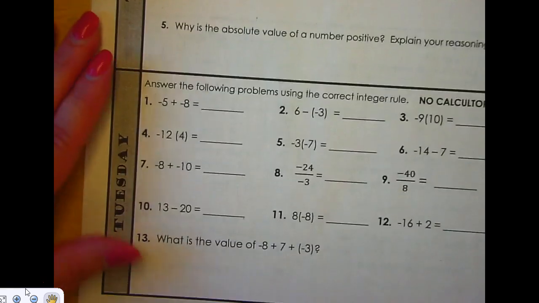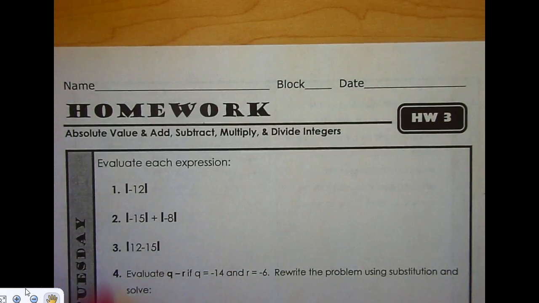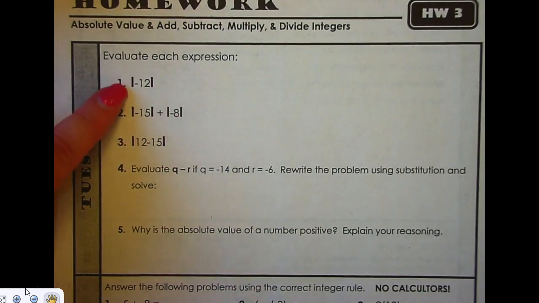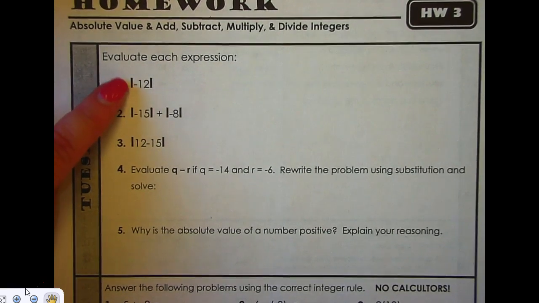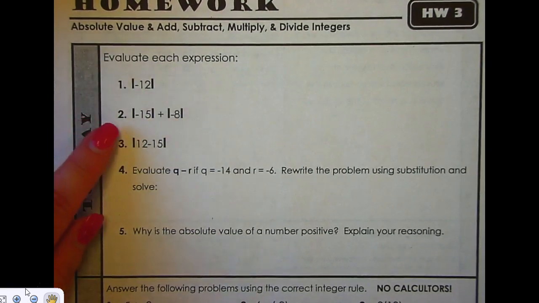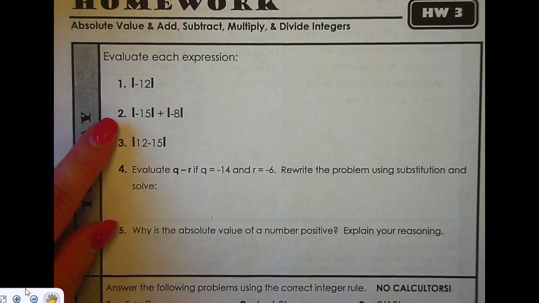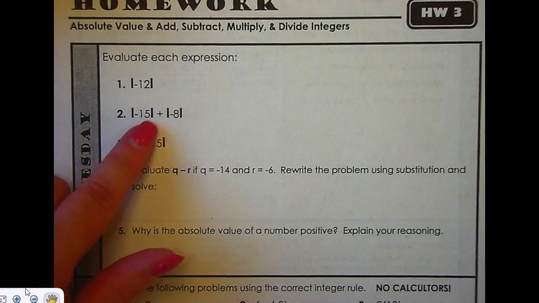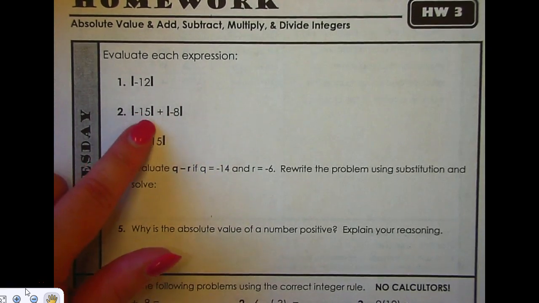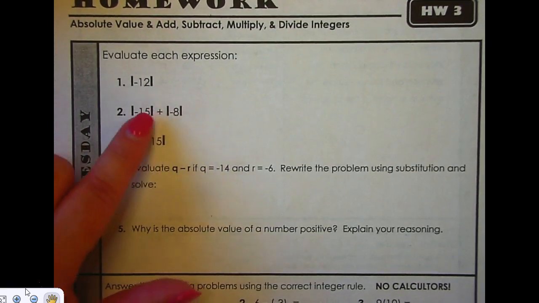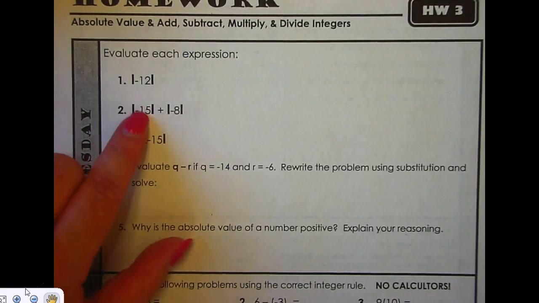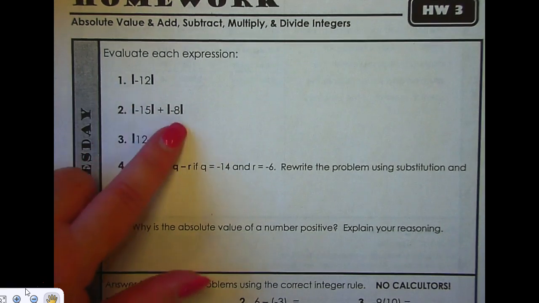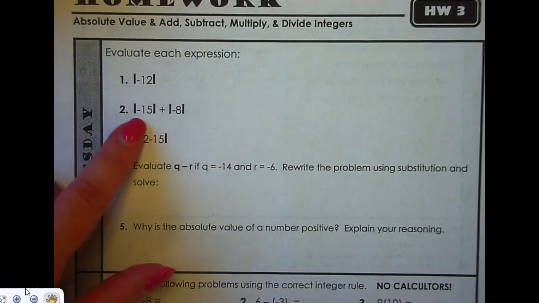There's 2 Tuesdays because we weren't here yesterday, but these should not take you very long. Up here, all you're trying to do is find the absolute value of -12. How do I handle this problem? These are like grouping symbols. So is there anything you can do inside of those? No, there's no math you can do inside of those, like they're parentheses. So then the next thing you do is you get rid of the grouping symbols. So that becomes what?